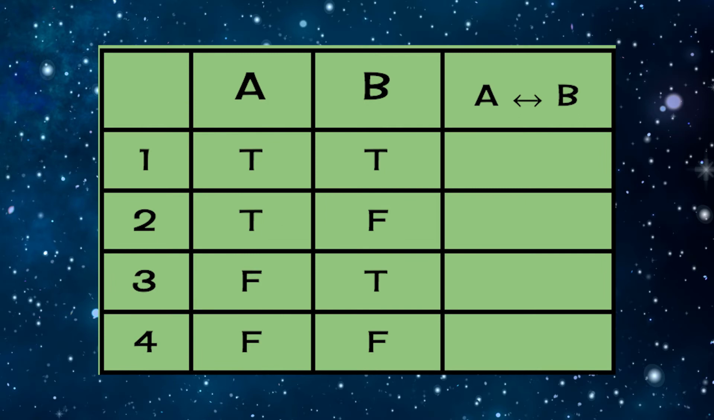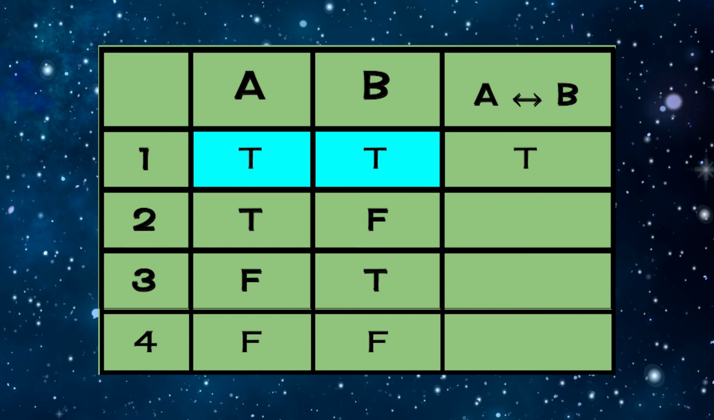For the biconditional, we're going to look for when A and B have the same truth value, and that is in rows 1 and 4. In row 1, both A and B are true, so they are logically equivalent to one another. And in row 4, A and B are both false, so they are again logically equivalent to one another.